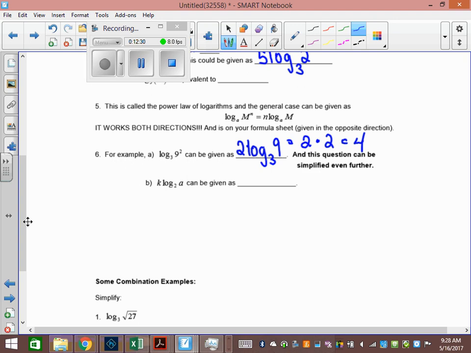Now this one, k log base 2 of a, I can write as log base 2 of a to the k. And we need to remember those rules. We need to know that the exponent in the front can come up, or the coefficient in the front can come up as the exponent, or the exponent can come down as the coefficient.